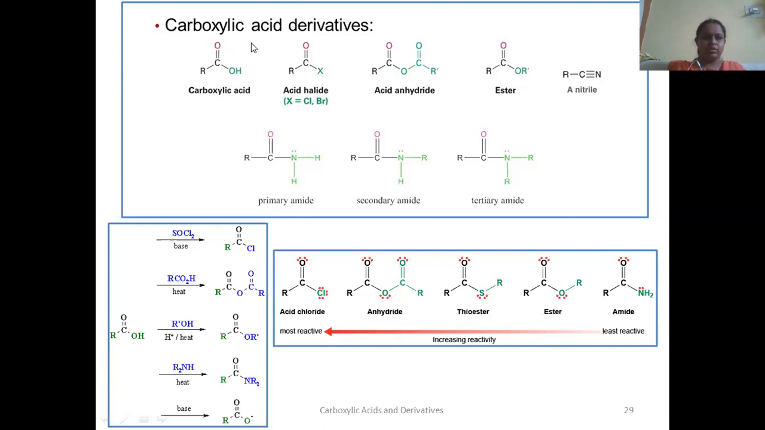Suppose this OH is replaced with Cl, so what does it become? This is acid, this is halide. Therefore, now it is acid halide. Suppose it is replaced with NH2, what is this? This is amide. This is also derived from carboxylic acid. Suppose I am replacing this with OR group. OR means any alkoxy group. So what is this? This is an ester, and it is also derived from carboxylic acid. So all these, since they are derived from carboxylic acid, are known as carboxylic acid derivatives.